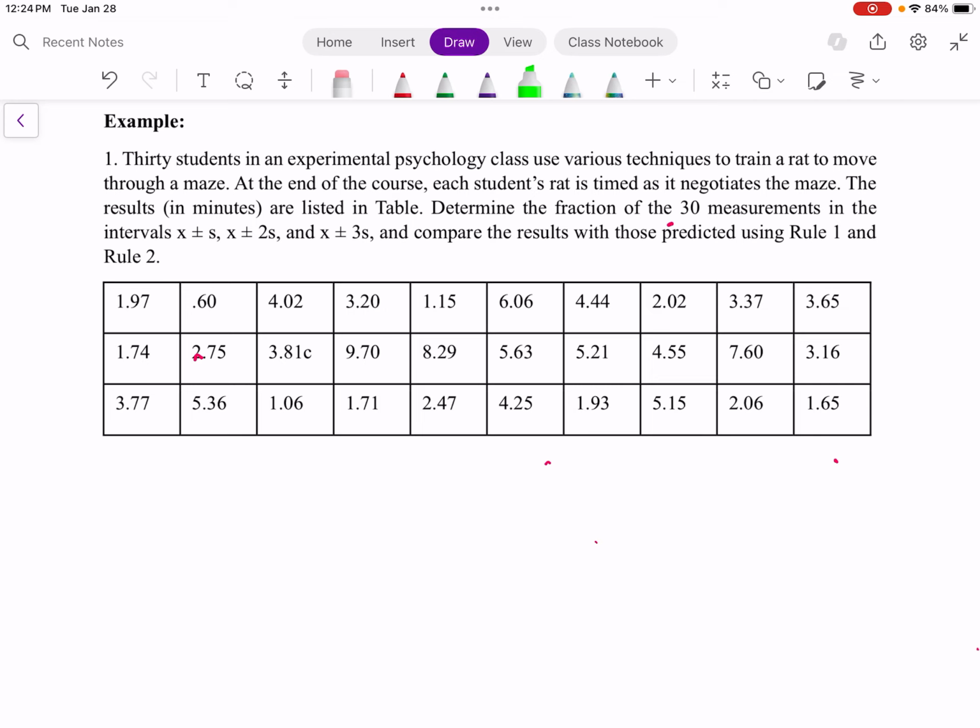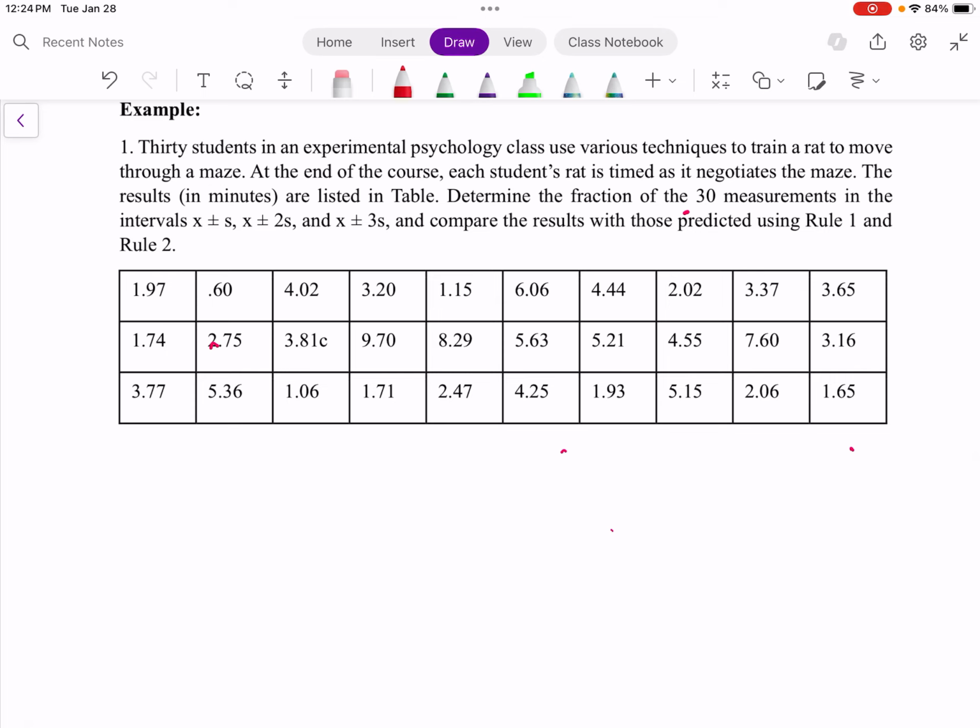Now let's calculate the number of measurements within one standard deviation of a mean. What is one standard deviation of a mean? It is x bar minus s to x bar plus s. Now we have 30 measurements. I won't make you calculate the standard deviation and mean; it will be given to you. The mean of these 30 measurements is 3.74, and the standard deviation for these measurements is 2.2.